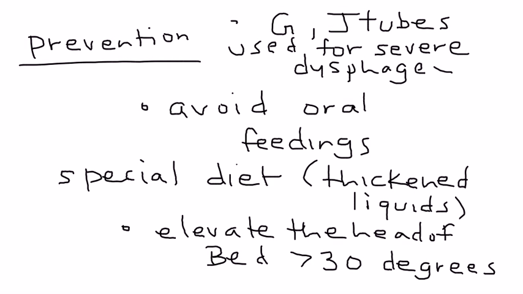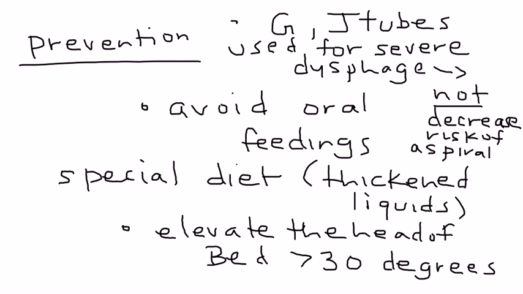You give the food directly through the tubes into the stomach or jejunum, small intestine. But this does not decrease the risk of aspiration pneumonia. So I just wanted to point that out. Yes, they are used for patients who have severe difficulty swallowing, dysphagia, but unfortunately it still can result in a patient developing aspiration pneumonia.